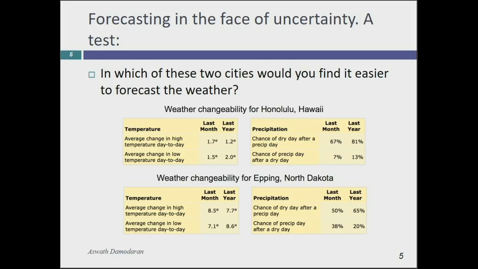But you know why I picked these two cities? Honolulu, Hawaii is the most predictable weather in the United States in terms of range of temperature, dry days followed by wet days. Epping, North Dakota has the least predictable weather. So I'm going to ask you the easy question first. In which of these cities are you going to be more right as a weather forecaster?